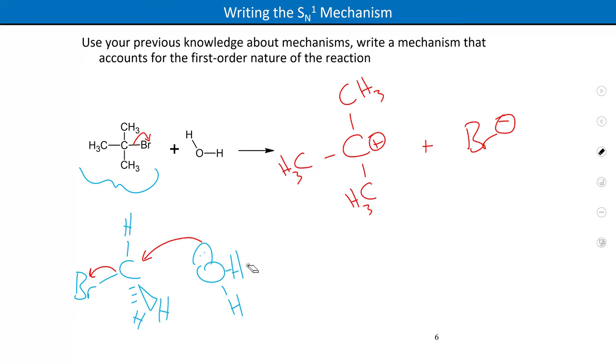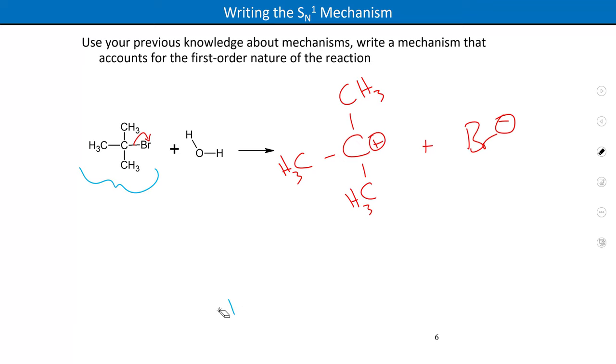If we're drawing our mechanism steps right, you should have no net change in the charge between steps. Because if we're accounting for all the electrons and protons that we started with, we should have the same overall charge. We started with two neutral molecules here. So we have a positive and a negative, but that still adds up to the same overall charge. And the water hasn't done anything yet.